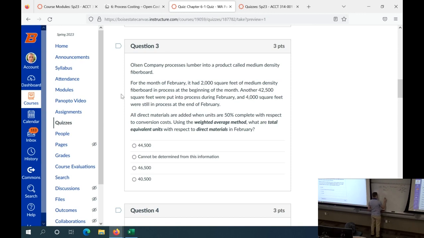Create a unit T account. Not tracking dollars, but using the logic of a T account to help me discern where the physical units are going. So we have 2,000 beginning WIP units. We added 42,500, and I'll convert this into Excel in a minute. And then we end up with 4,000 in ending WIP.